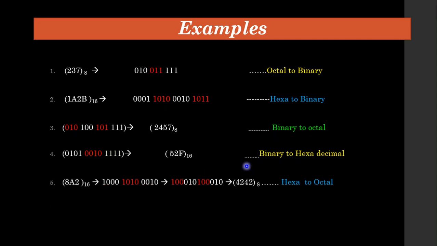Then coming to the next part, I have a hexadecimal number and I want to convert it into an octal number. Directly it is not possible. So first you have to convert this hexadecimal number into a binary number. That means expand each digit into 4 bits and write. As I told you in the previous example, for 2 it is 0010, for A it is 1010, and for 8 it is 1000. So now it is expanded from hexadecimal to binary.